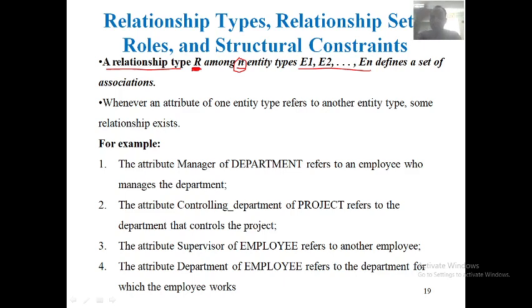Employee is one entity type, and manages is the relationship. Which department he manages? Department is another entity type. So employee and department are two entities which have the relationship manages. We'll see more examples now.